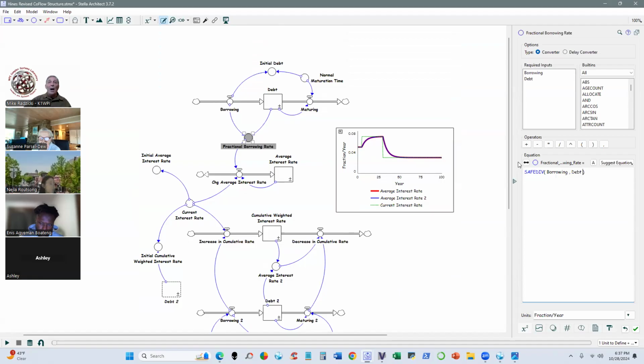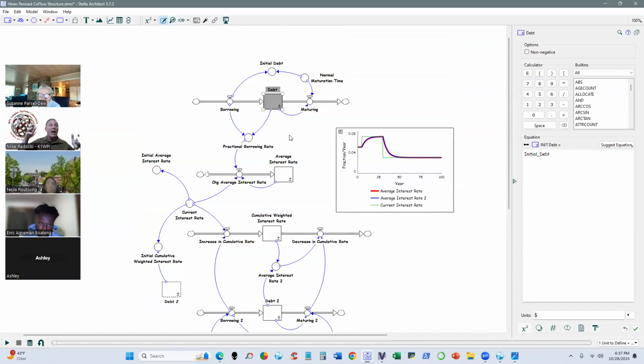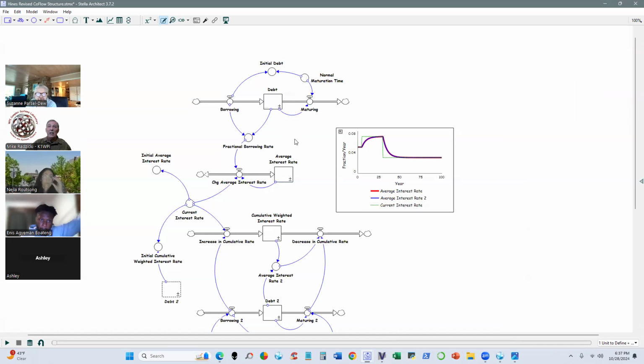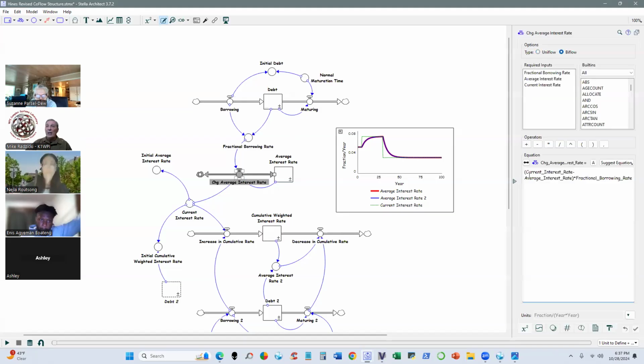But you see, you have borrowing divided by debt. We've seen that already. That's the fractional rate of change. Remember from the first course, right? We did fractional rate of change for births and deaths. I think it was births and deaths or addicts, new addicts and the addict quit rate or whatever it was. So that's just a ratio of a stock and its inflow, or the sum of all its inflows. There's only one. And over here, look at this. So now we have the new incoming rate of interest.